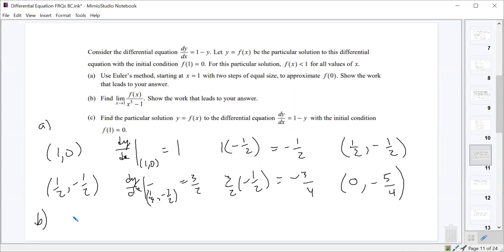Part B, find this limit. So the limit as x approaches 1, so f of 1 is 0 over 0. So we're going to use L'Hopital's rule, which will give us the limit as x approaches 1 of f prime of x over 3x squared. And we know that f prime when x is 1, we already found that out to be 1 up there. So that should be a 1 in the numerator over 3 times 1 squared. So we should just end up getting 1/3. So 1 point for using L'Hopital's rule, 1 point for the actual value. Everybody good there?